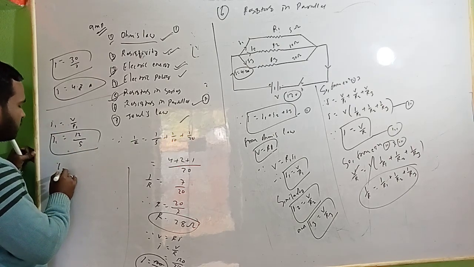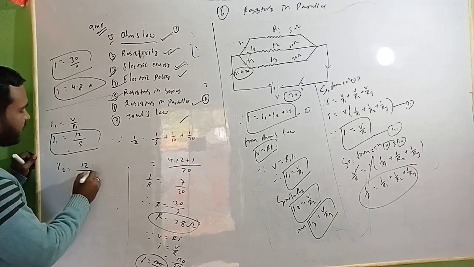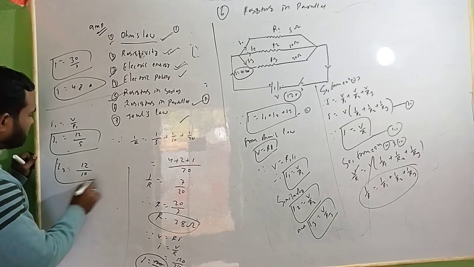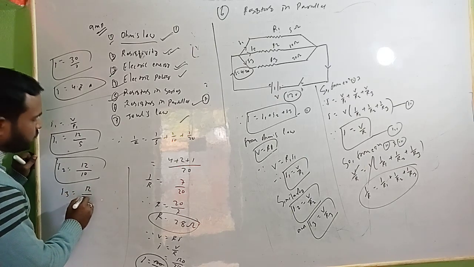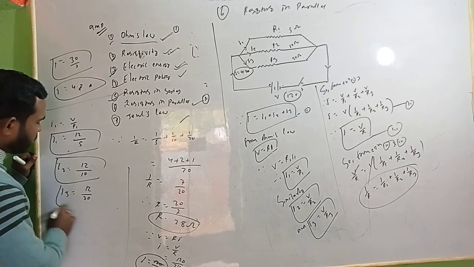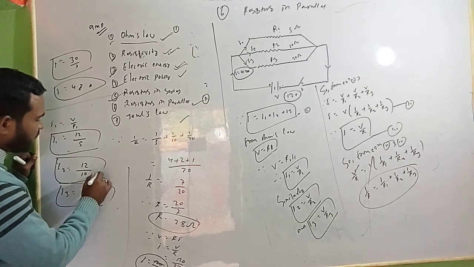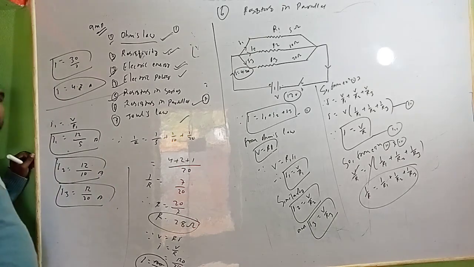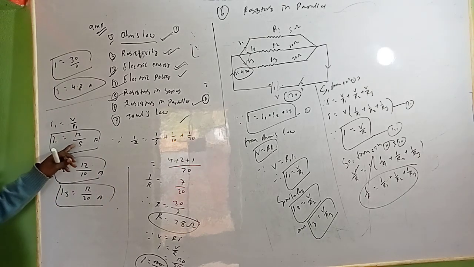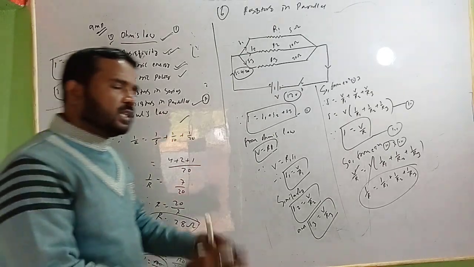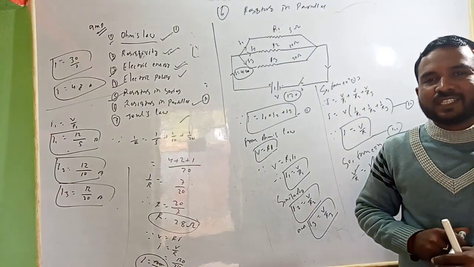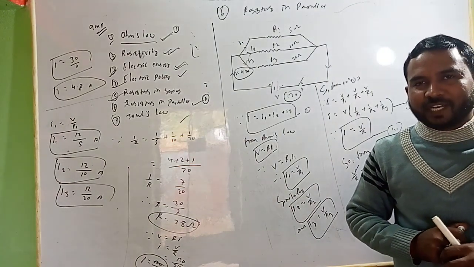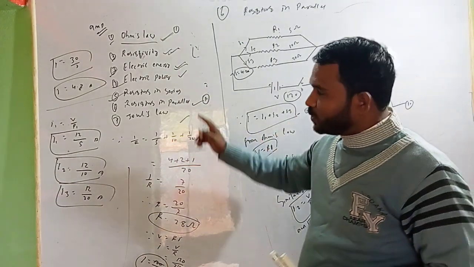I2, how will you find out? I2 is 12 by 10, and I3 you will find out as 12 by 20. So all you can find out like that. This will be ampere and ampere. You can write, okay, you can remove these fractions. Is it clear? Okay, such type of question, only example I have given, but there are so many questions related to your network you will find out. Okay, but one more question is there.